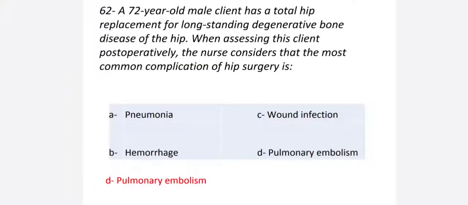Question number 2. A 72 years old male client has a total hip replacement for long standing degenerative bone disease of the hip. When assessing the client post operatively, the nurse considers that the most common complication of hip surgery is option A pneumonia, option B hemorrhage, option C wound infection, option D pulmonary embolism. Option D pulmonary embolism is the correct answer.